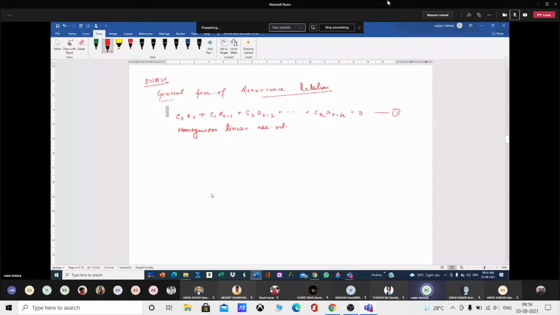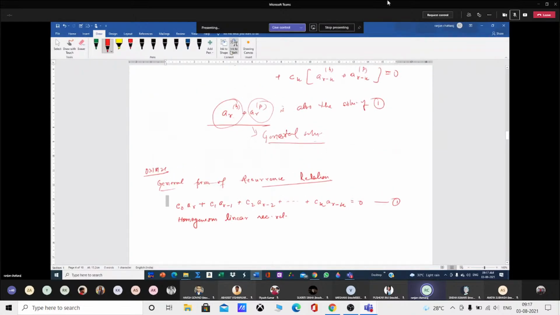Now we know that for any non-homogeneous recurrence relation, we have two solutions. Previous class we have done this one. This is the solution: a_r is equal to a_r homogeneous plus a_r particular. If it is homogeneous, then this term becomes 0.